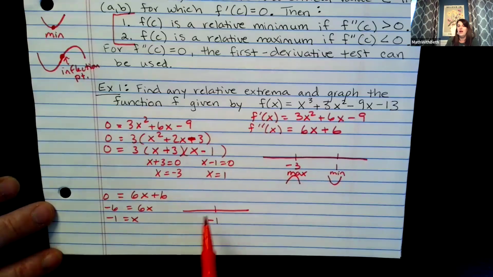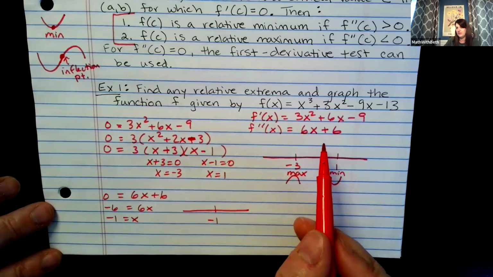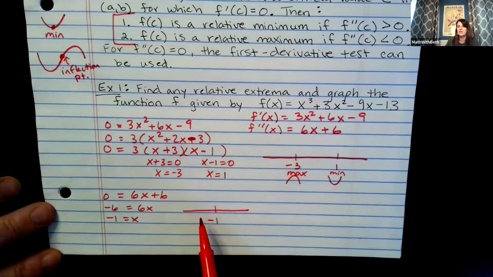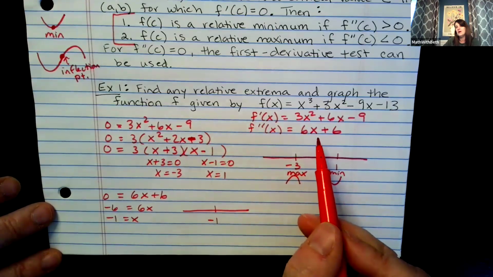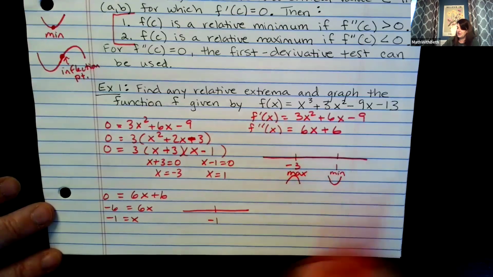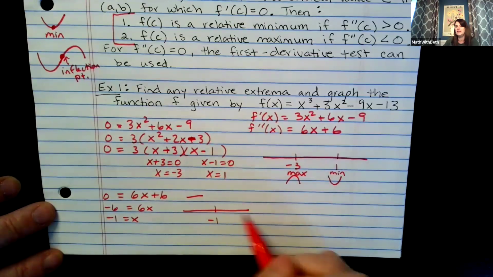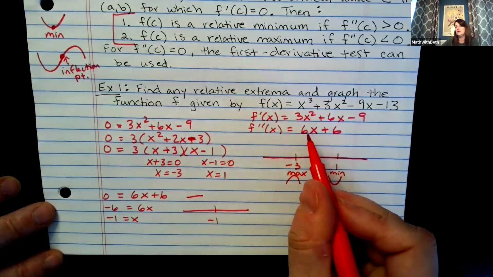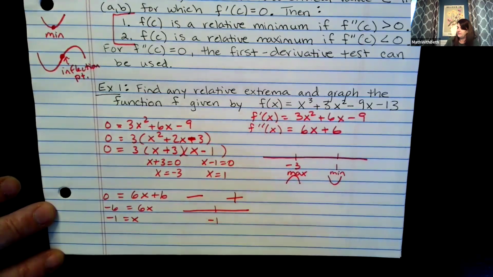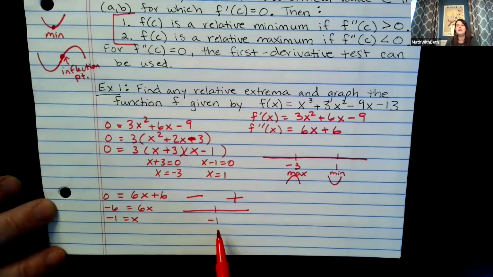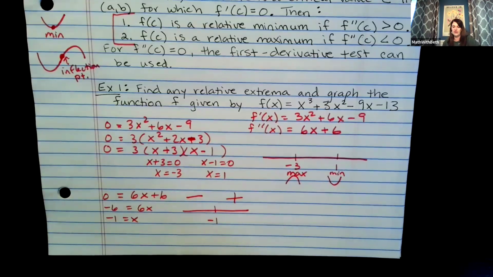So let's find out. I'm going to plug a number to the left of -1 into my second derivative and see what I get. If I plug in -2, I would get -12 plus 6, so that would be negative. So it's concave down over here. And then if I plug in something to the right, like 0, I would get 0 plus 6, so positive. So I know it is concave down to the left of -1 and concave up to the right. So at -1, it is a point of inflection.